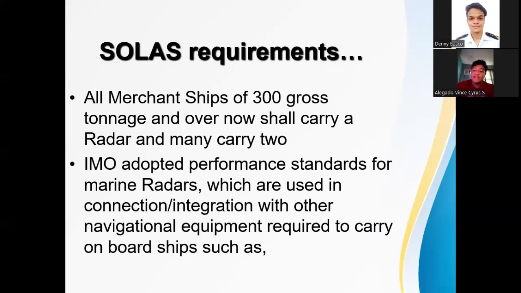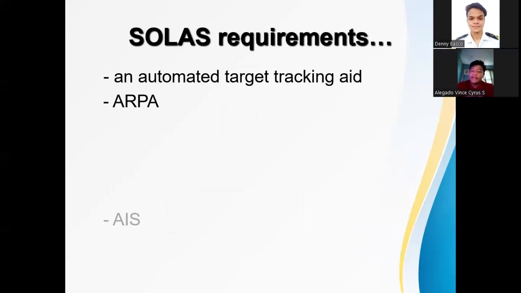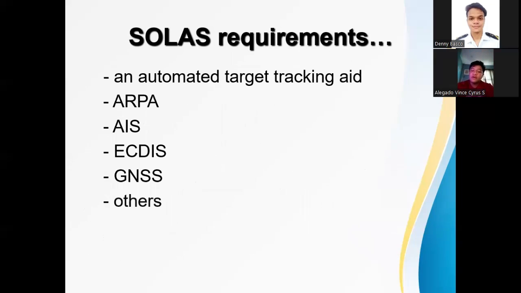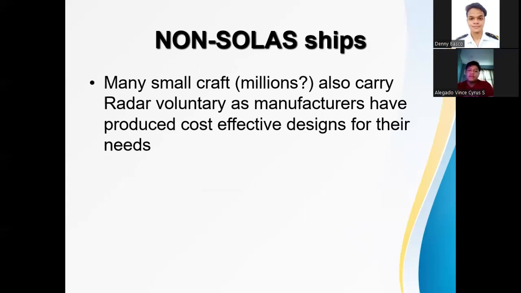IMO adopted performance standards for marine radars, which are used in integration with other navigational equipment required to be carried on board ships, such as the automatic tracking aid, ARPA, AIS, ECDIS, GNSS, and others. Non-SOLAS ships: many small craft, millions, also carry radar voluntarily, as manufacturers have produced cost-effective designs for their needs.